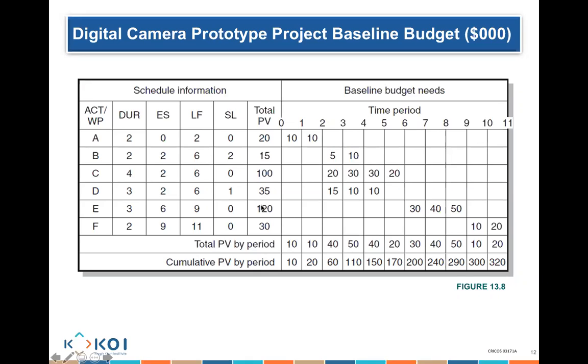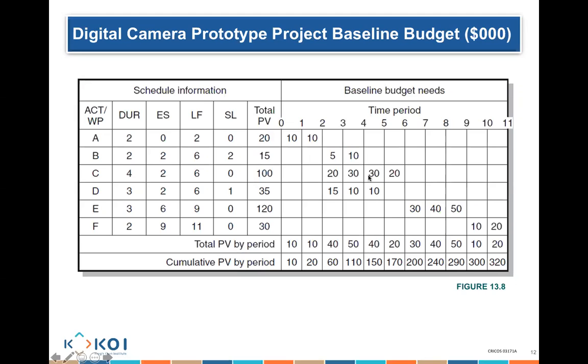So this one is what it is planned to cost me. And this one is when I am supposed to be earning any particular amount of work. So this is how much work I'm going to be doing for activity C between 2 and 3. I'm going to be doing $20 worth of work between 2 and 3, and $30 worth of work between 3 and 4, and so on. So you need to know the whole planned cost for the whole activity and how much you're going to be earning in terms of that cost at any particular period of time.